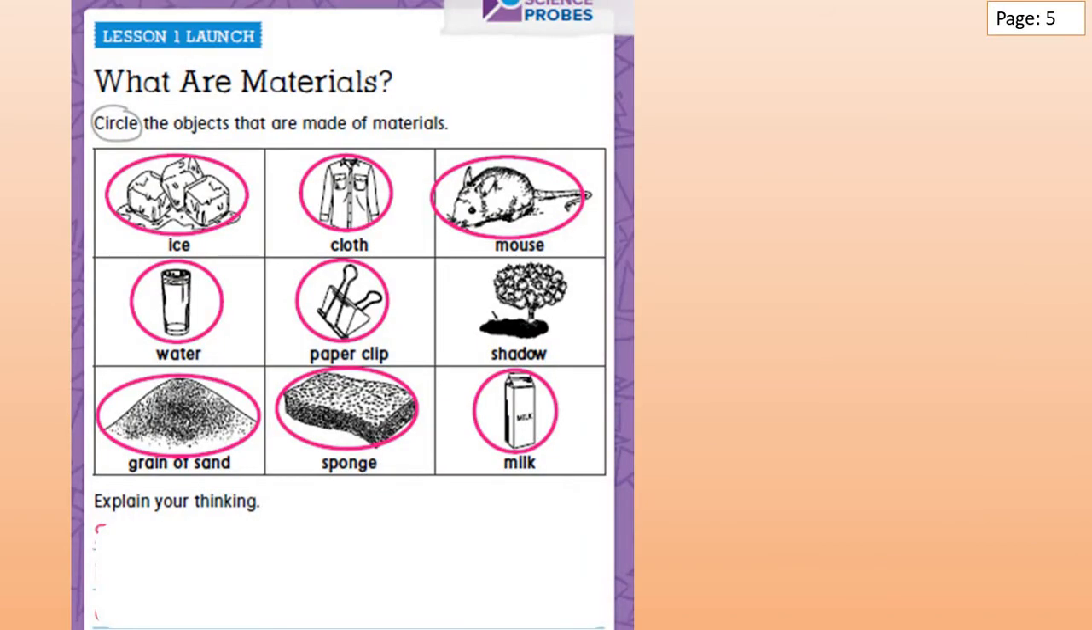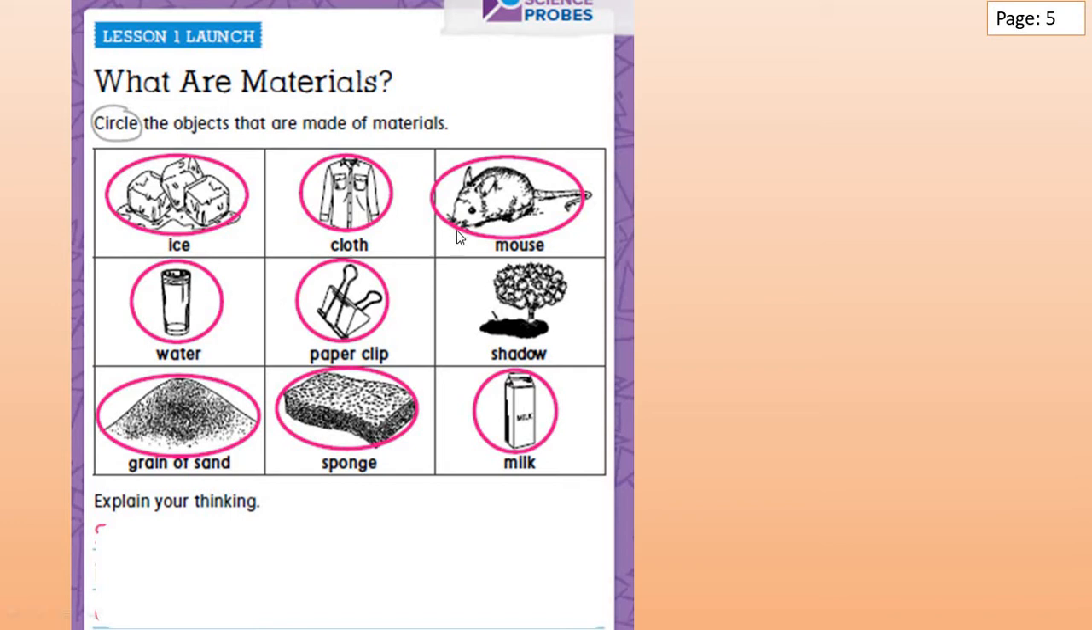Let's see these objects. Page number 5. We have ice, cloth, mouse, water, paperclip, shadow, grain of sand, sponge, and milk. What do you think, grade 2? What objects are made of materials? What about the ice? Can you touch the ice with your fingers? Can you catch it? Does it have a space? Does it have a mass? Yeah, of course. So, it's made of materials.